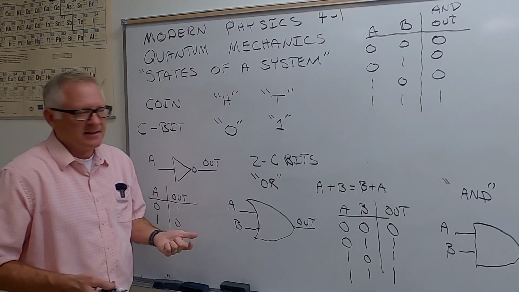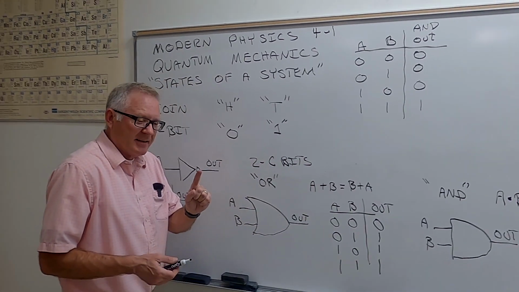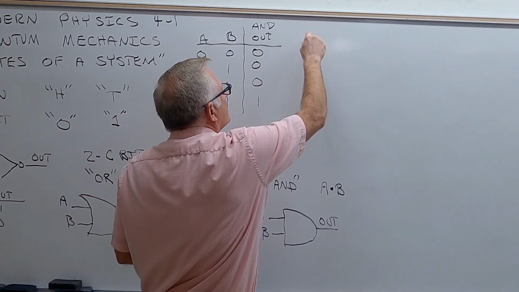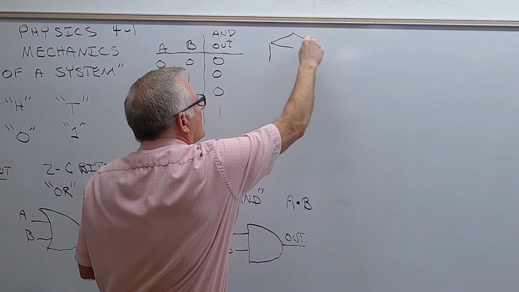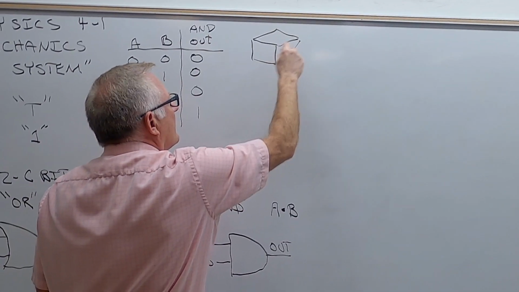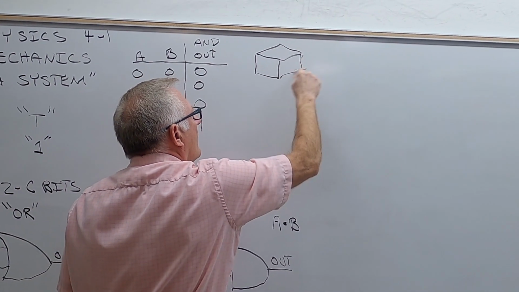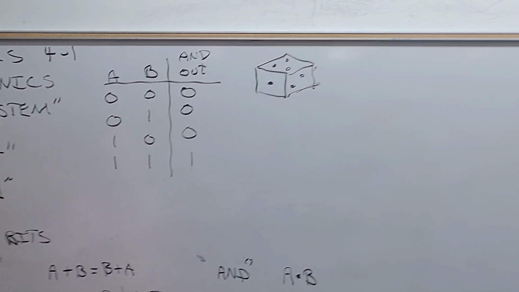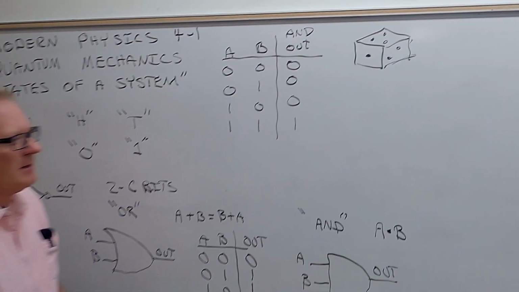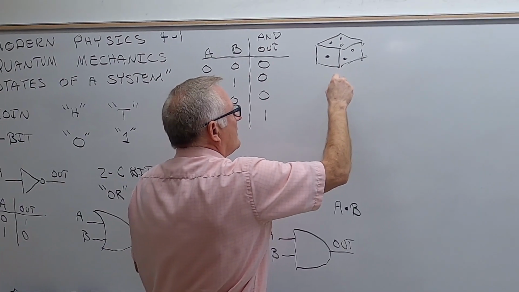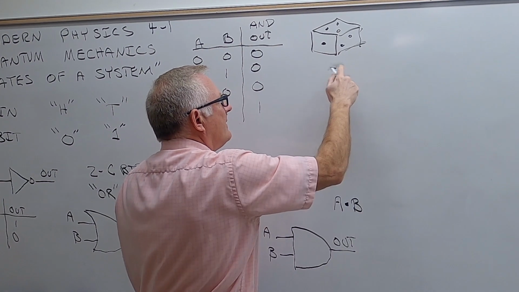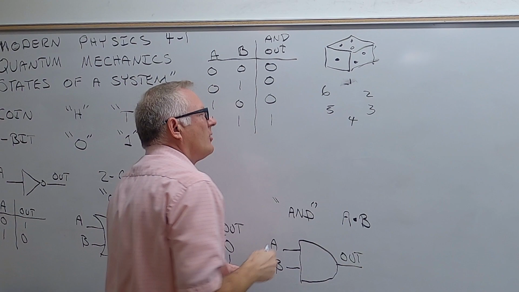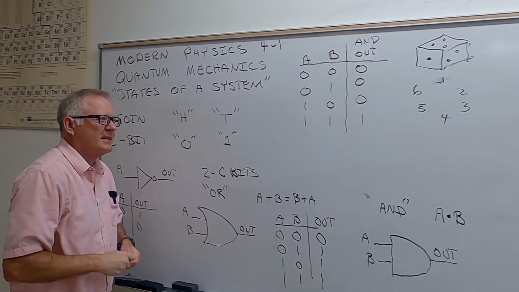How about a dice? One dice is not a dice, it's a die. If we look at a die, you've got a 1, a 2, a 3, and so on. That's a six-state system: 1, 2, 3, 4, 5, and 6. There are only 6 possibilities, so it's a six-state system.